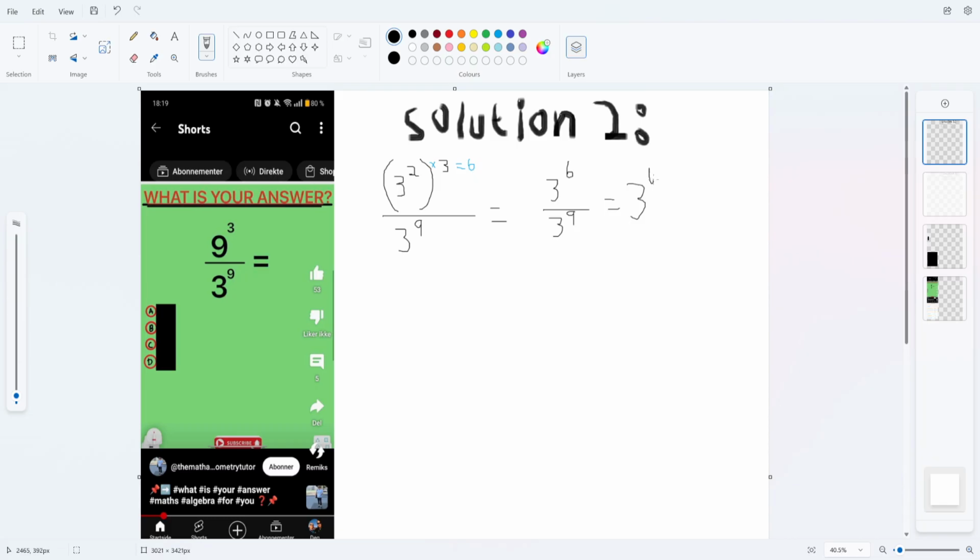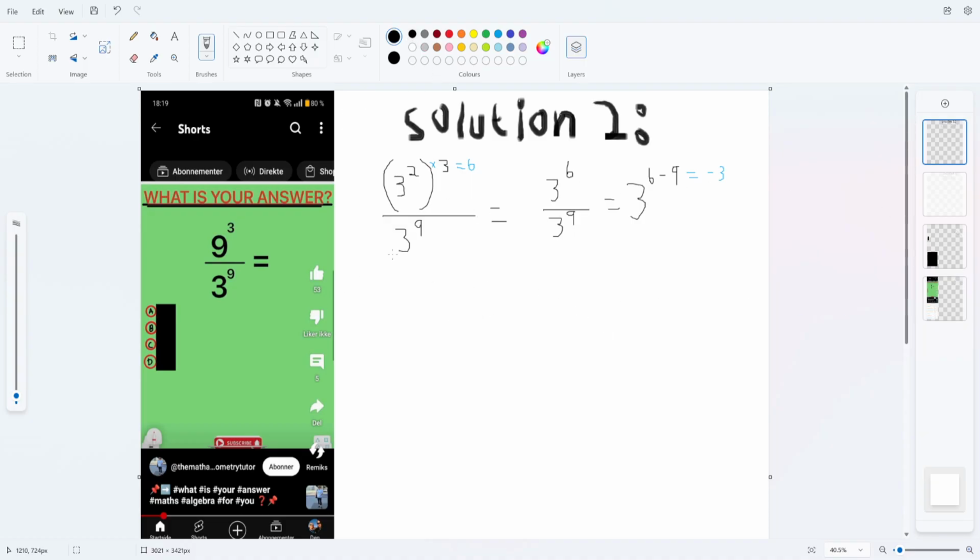To the power of 6 minus 9. And what is that? That is equal to... I'm just going to use a different color. We have minus. You see that? We have a minus 3. Because we know 9 minus 6 is equal to 3, and 6 minus 9 is equal to minus 3, the opposite of the positive.